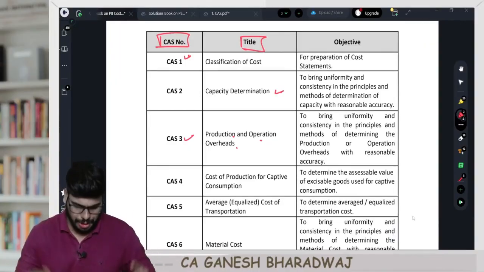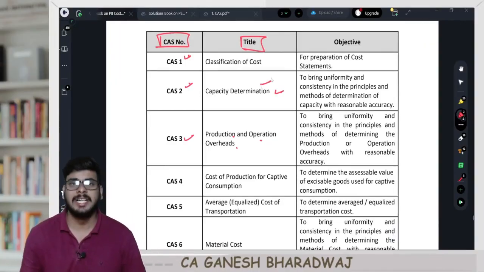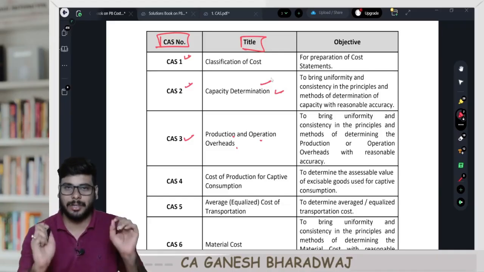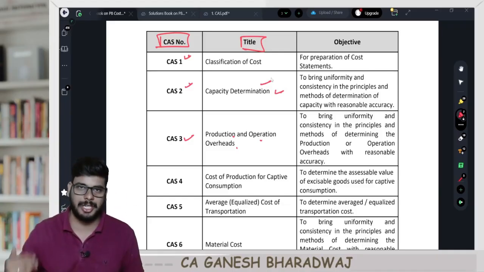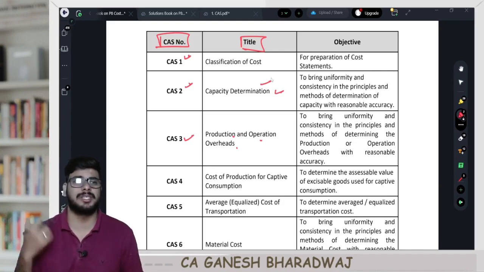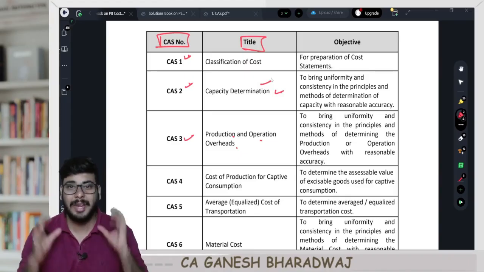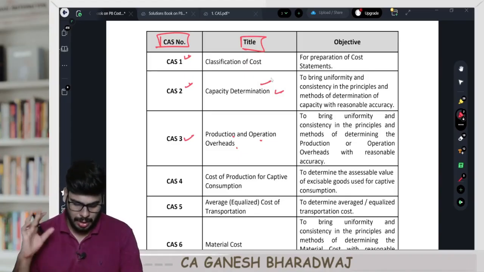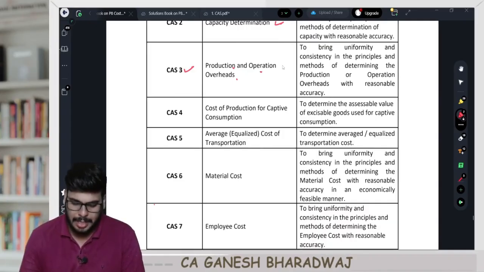Just that, first you need to know the number and the title, then I will tell you an easy trick to write the scope and objectives of every single cost accounting standard. What is the weightage, 10%? They are asking for 8 marks and all. I've seen it. Every attempt they test this, it is very easy to score. Clear with this? Next, CAS number 3, production overhead.